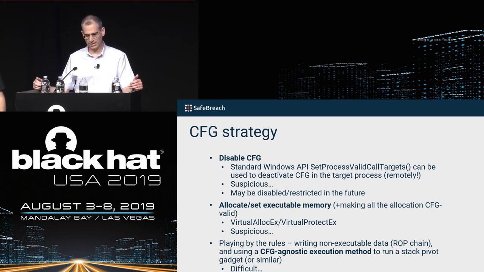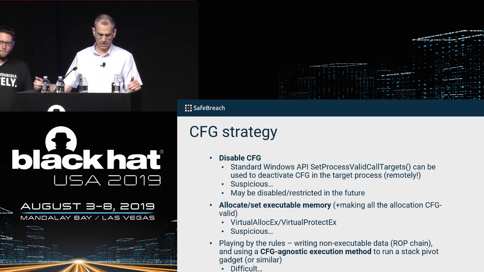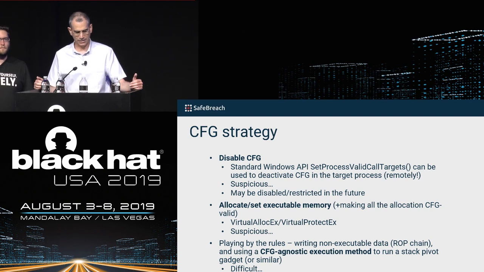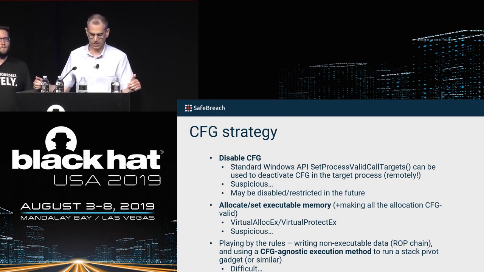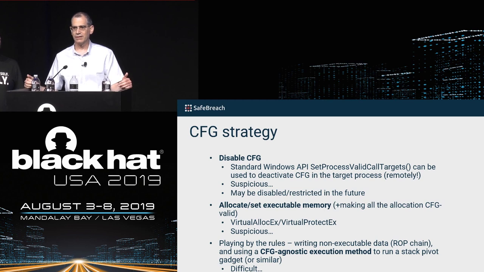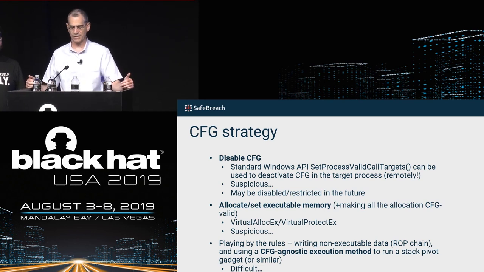So what the attacker needs to do is write non-executable data, typically a ROP chain, and then use some CFG agnostic execution method to run a stack pivot and start executing the ROP gadgets. And the emphasis is on CFG agnostic execution method, which is a rare minority of the execution methods, as we'll see later.